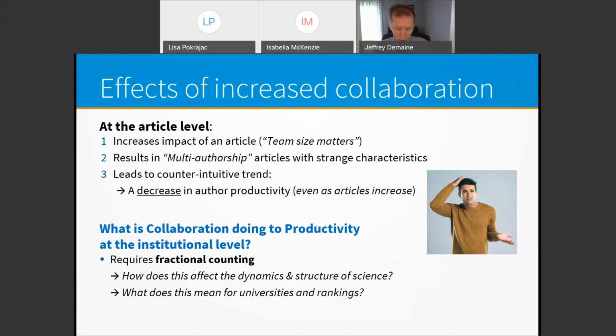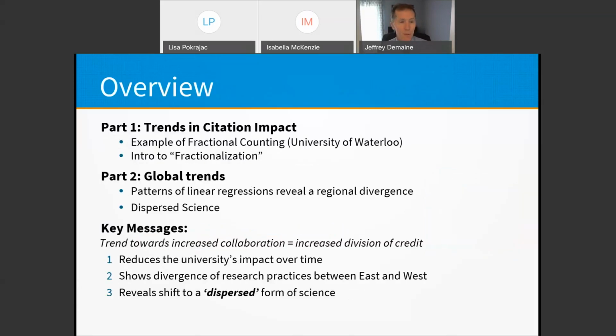So that's really what I'm getting at today, the effects of increased collaboration. Now, what we just saw on the last slide is at the article level. We've seen so far that collaboration increases the impact of an article. That's team size matters. It also results in this strange multi-authorship kind of article that has strange characteristics. And it leads to a counterintuitive trend, which is that there's a decrease in author productivity, even as the number of articles increases, which is backwards. If you can figure that out, please let me know.